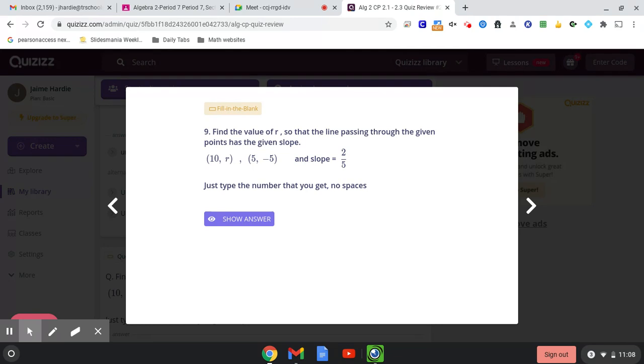So let's get it set up. Everybody do your change in Y over change in X. I'm going to get -5 subtract R over 5 minus 10 and I'm going to set that equal to 2/5. All right, so right now I look like this.